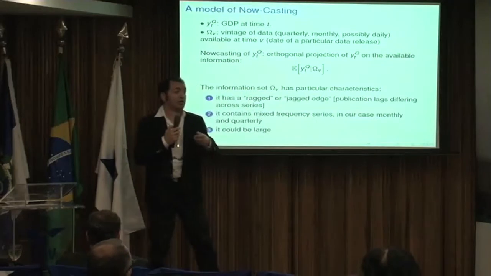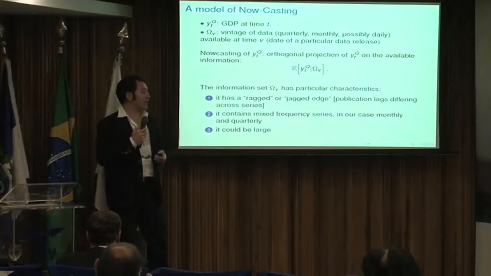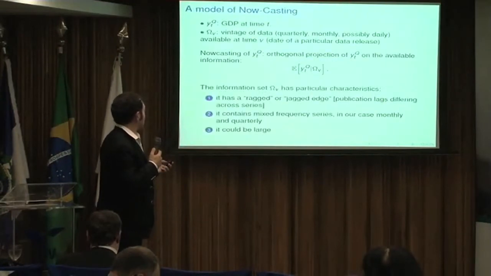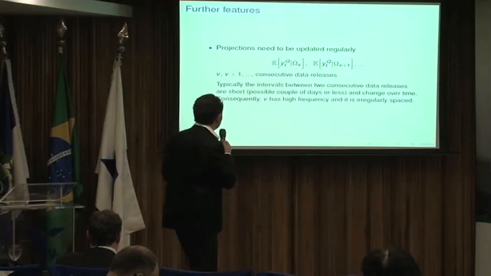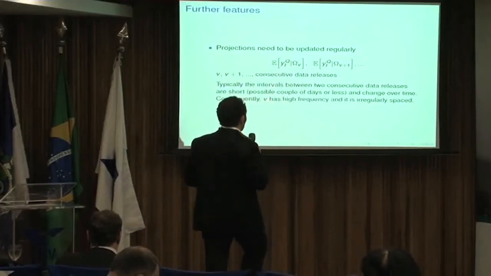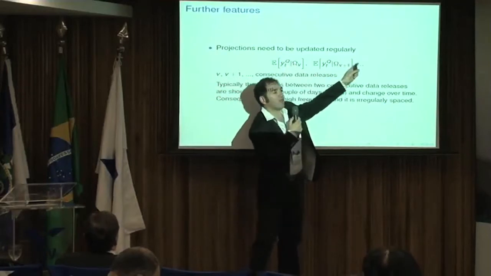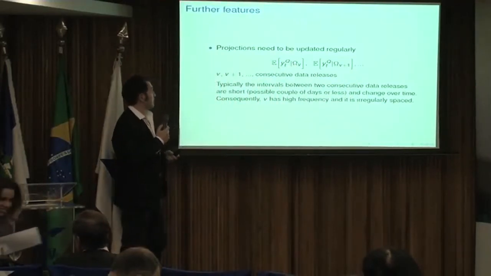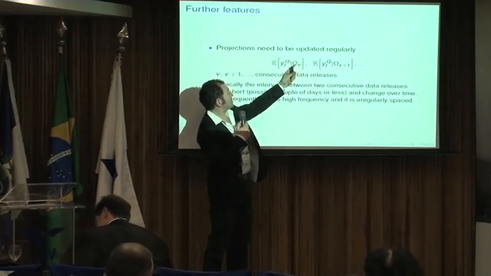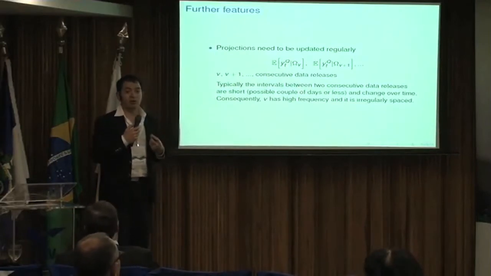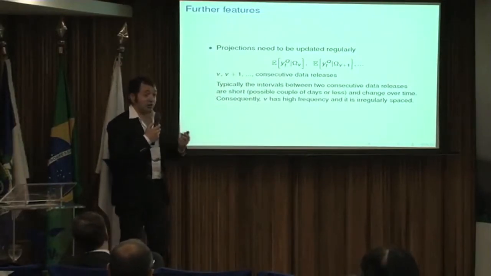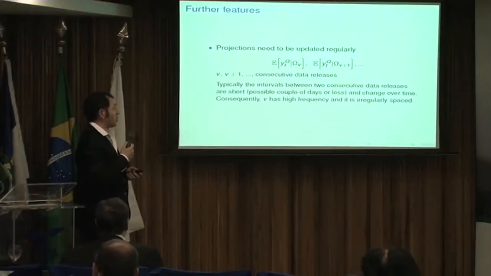Moreover, it contains mixed frequency. You have GDP, which is quarterly, industrial production that is monthly, weekly claims that are weekly, and so on. And third, it could be large, because you have a lot of data releases that the market looks at. Moreover, you can update this projection anytime new data are released. So when new data are released, the information set omega_v becomes omega_{v+1}. It can be after 5 minutes, for example. Interestingly, the index for the vintages is different from the index of time. This is what makes the difference with traditional forecasting. And the intervals between two consecutive data releases are short and also irregularly spaced.